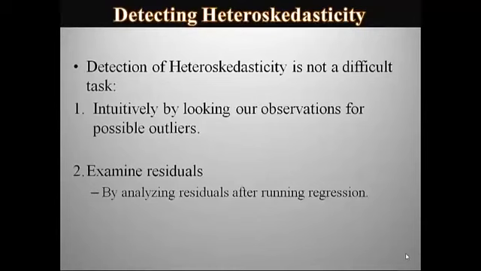Let's see how we can detect heteroskedasticity. Actually, detection of heteroskedasticity is not a difficult task. We can use formal methods, and informally we can check that. Informally, we can check intuitively by looking at observations for possible outliers. And we can examine our residuals after running the regression.